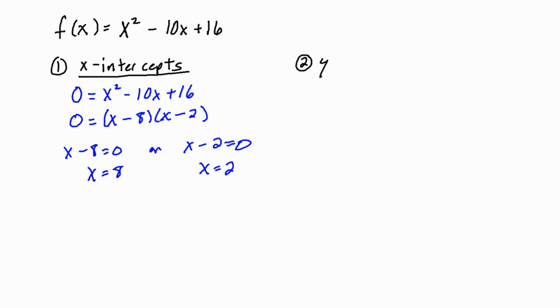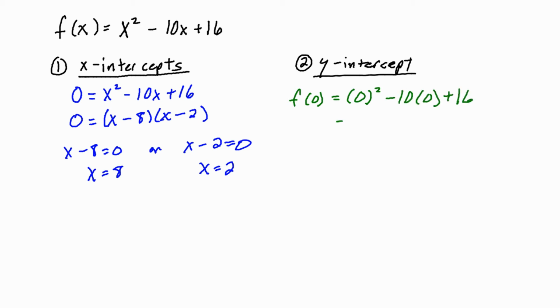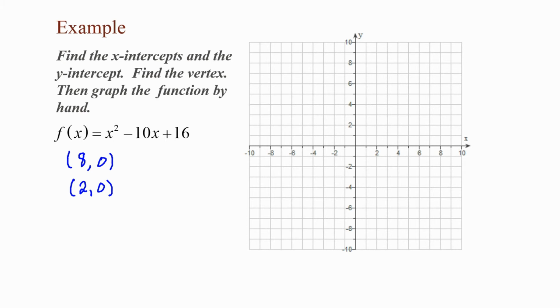Next, I want to find my y-intercept, which means x will equal 0. So f of 0 equals 0 squared minus 10 times 0 plus 16. So f of 0 is 16. That means our y-intercept is 0, 16.